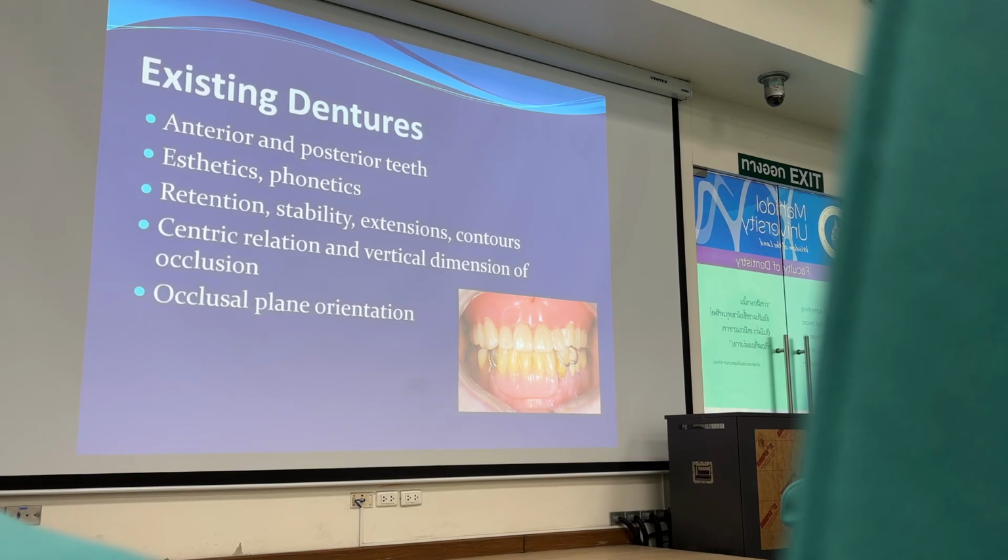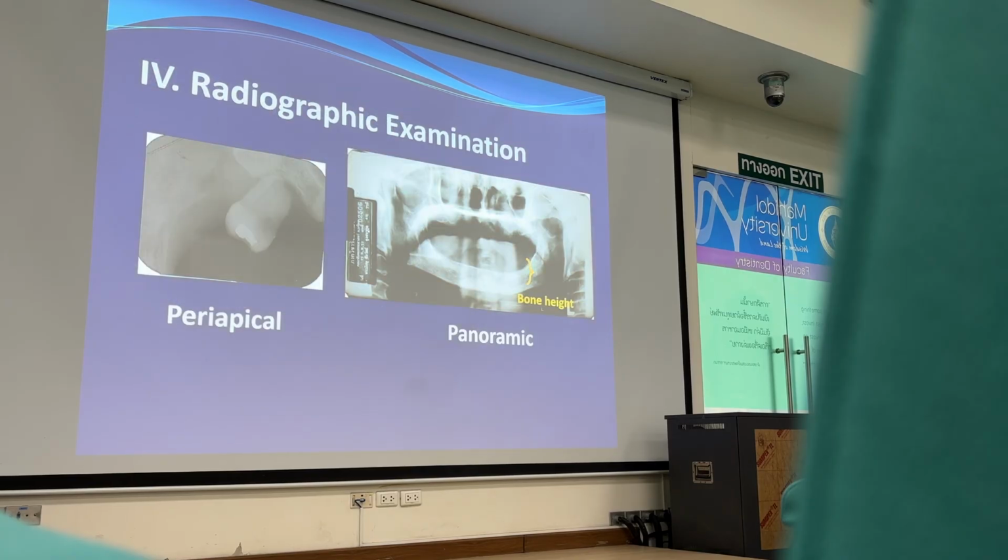That is all the things that you have to check. You know this word, right? Vertical dimension of occlusion. Sometimes when the patient uses the old denture that is worn or something like that, it may not be the correct OVD. We have to verify the right OVD for that too. For the aesthetic, we can find all the information from the old denture too.